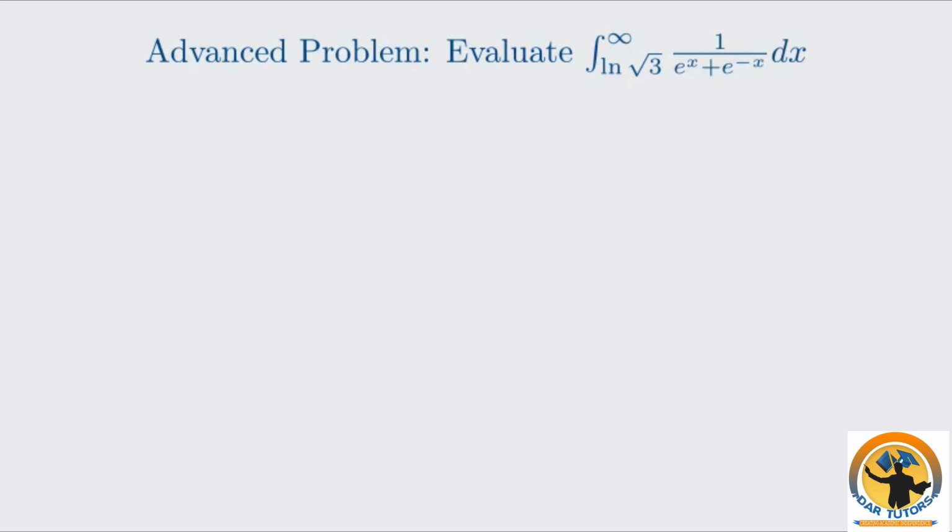The key is to multiply the numerator and denominator by e to the x. This transforms the integrand into e to the x over e to the 2x plus 1. Now we can use the substitution u equals e to the x.